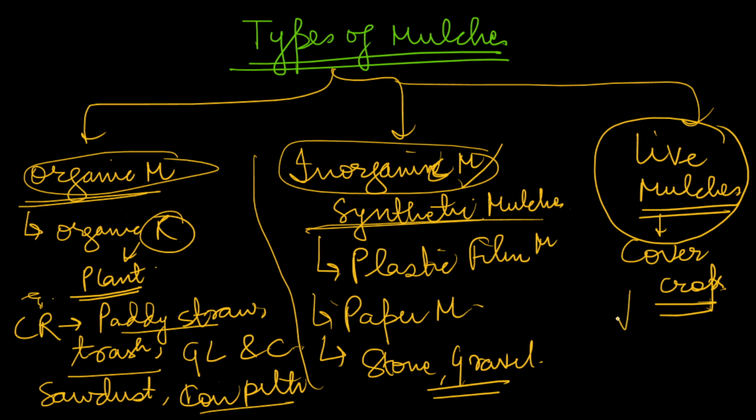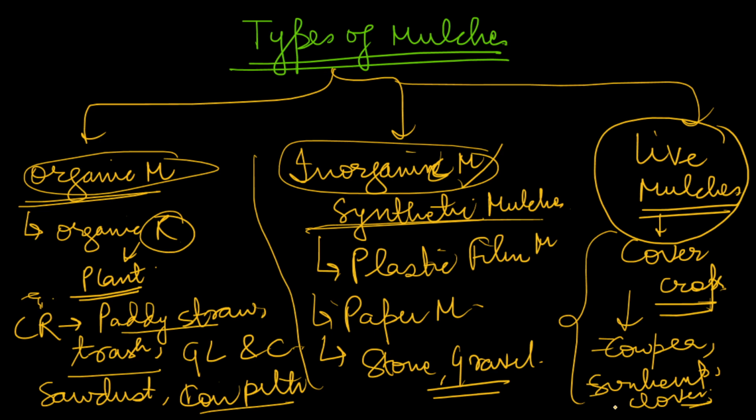We can grow certain kinds of cover crops as live mulching, such as coffee, sun hemp, and clover. The major reason for growing this crop is not agricultural production but to protect the soil. That is why it is mentioned under live mulching. If you discuss all three types, the answer will be very good. If you discuss only the two, it is okay, you will get good marks. But if you add live mulching in your answer, it will be a value addition and your answer will look very good. So this is the first part of the question, that is types of mulches.